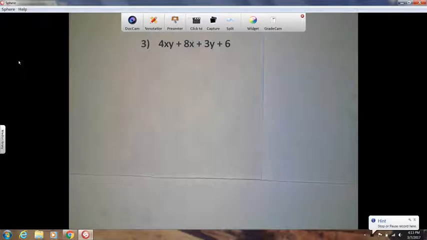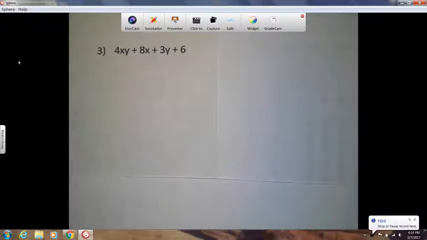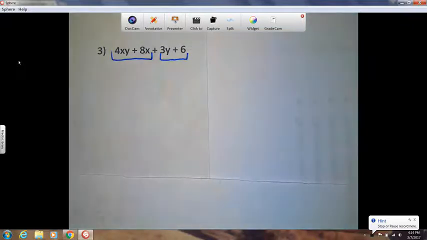Okay, this is factoring using distributive property part 2. So for this one, now I have 4 terms. So this is going to be factoring by grouping. So you can group it, and I'm going to group it in groups of 2. And the reason I'm going to group it this way is because I know that 4 and 8 are both divisible by 4, and these are both divisible by 3.